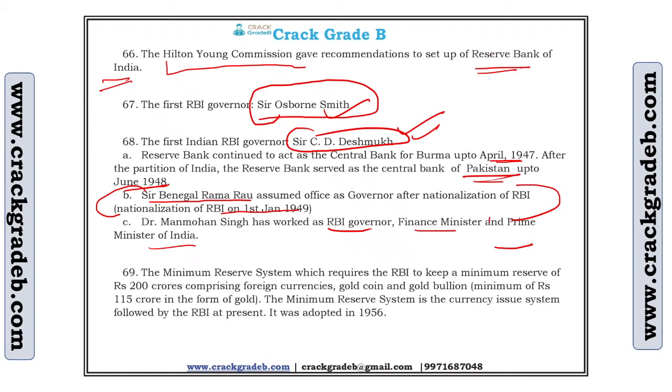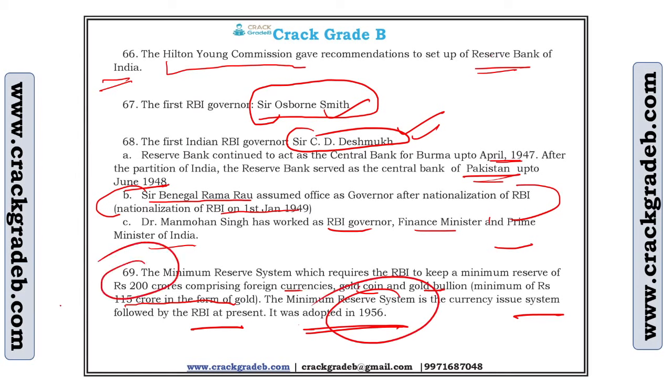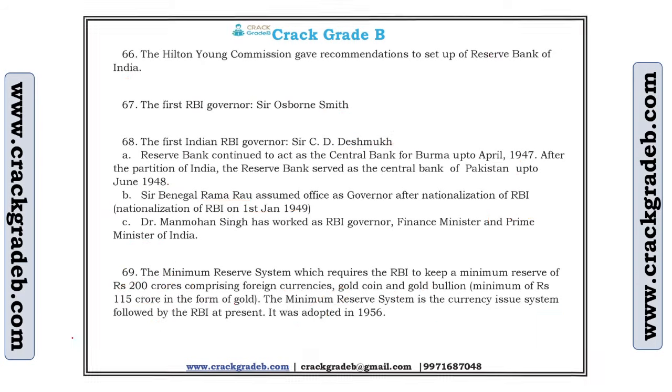Then the minimum reserve system, which requires the RBI to keep a minimum reserve of 200 crore comprising foreign currency, gold coins, gold bullions, okay, minimum rupees 115 crore in the form of gold. The minimum reserve system is the currency issue system followed by the RBI at present. It was adopted in 1956. Okay, minimum reserve system adopted in 1956. 200 crore is the value, 115 crore in the form of gold.